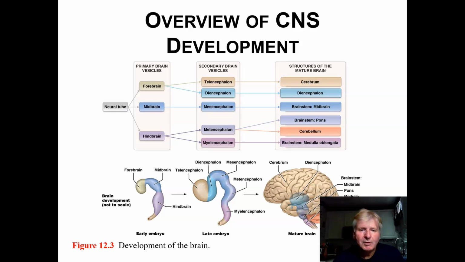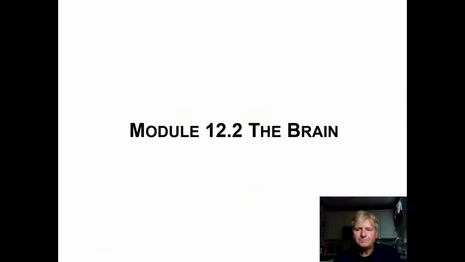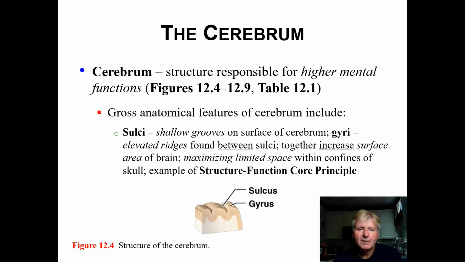Remember the 2 M's: M for midbrain, M for mesencephalon. The mesencephalon then becomes the midbrain portion of the brainstem. And the third primary brain vesicle, the hindbrain, becomes the 2 secondary brain vesicles, metencephalon and myelencephalon. The metencephalon becomes the pons of the brainstem and the cerebellum. And the myelencephalon becomes the medulla oblongata, which is the inferior part of the brainstem. So that's an overview of the embryonic development of the brain.